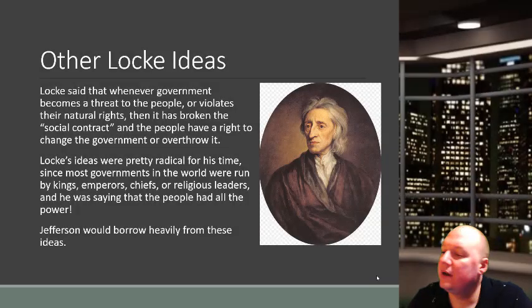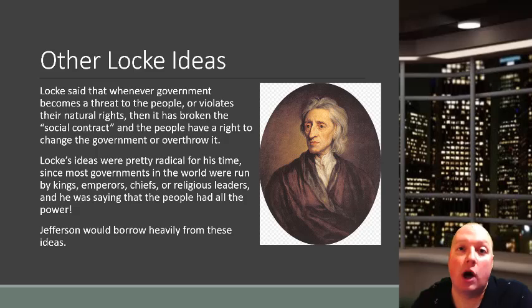Locke goes on to say not only do we create government because of the social contract, but if a government that is created by the people fails to live up to its job, fails to live up to its responsibility, then it has broken the social contract. And the people, since they're the ones who created the government, they have a right to change the government or overthrow it. And this is a really important idea that Jefferson is going to borrow.